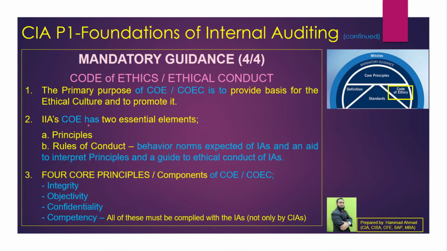Now we move on to the second point, which is that the code of ethics has two essential elements, which are principles. It has 4 core principles, keep in mind, okay? And then there are rules of conduct. The rules of conduct are the enhancement details of how to apply these principles. Which principles? These 4 principles. So the rules of conduct explain that if you confront any situation, you have to follow the rule of conduct, which will ultimately comply with the principles. So you can say the rules of conduct are based on these 4 principles.